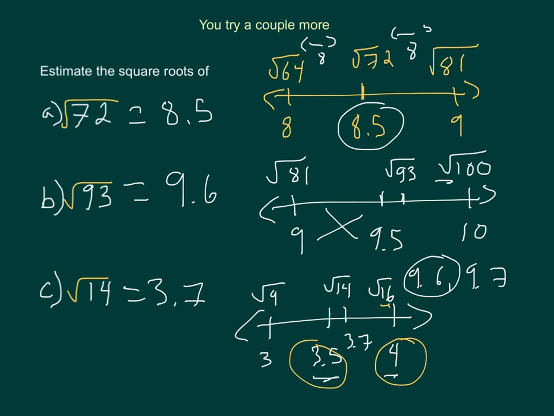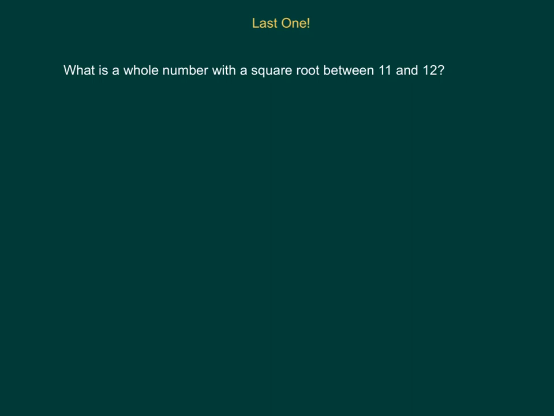So let's try the last example. Last one. Find me a whole number with the square root between 11 and 12. So that was the second lesson we learned today. So pause it here and play it when you're ready. Okay, for this, all we have to do again, guys, is draw our number line. We're going to put 11 here and 12 here because they're roots.